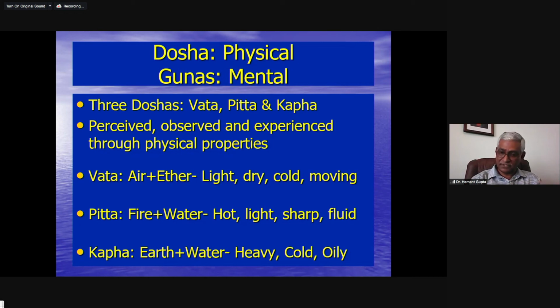For Kapha, it is earth and water. Right? So earth means heaviness, water means fluidity or moisture or binding. So this is heavy, cold, oily. Some examples we think about: all the dairy products, all the hard cheese, all kinds of oils, butter, mayonnaise, all these kinds of things, or heavy meat, like say pork, beef. They are all more Kapha. Okay?